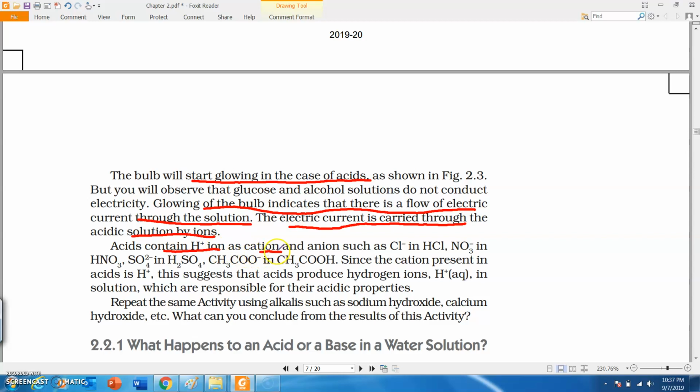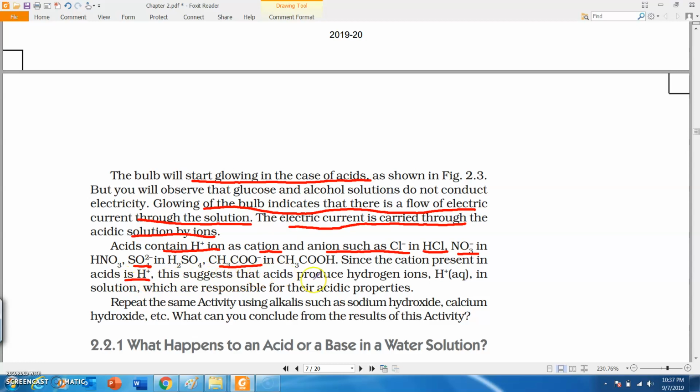that are cations. And anions कौन से इसमें बनते हैं? क्लोरीन, HCl में क्लोरीन बनेगा, नाइट्रिक एसिड में NO3 बनेगा और सल्फ्यूरिक एसिड में SO4 बनेगा. इन द सेम वे एसिटिक एसिड में CH3COO. Since the cation present in acid is H, सभी एसिड्स में जो cation बना है वो H है.